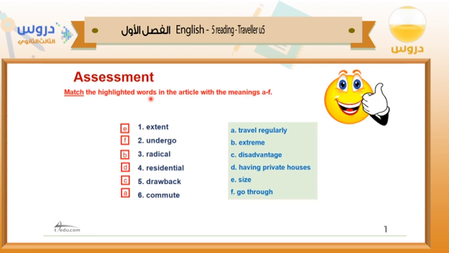Alright, here we go with the right answers. E is the right one for number 1, extend, size, and 2, undergo. F is the right option, go through. Radical for number 3. B is the right option, extreme. And number 4, D is the right option, residential is having private houses. C, drawback, is the right answer. As you can see, disadvantage. And commute is 6, which is the A, travel regularly.